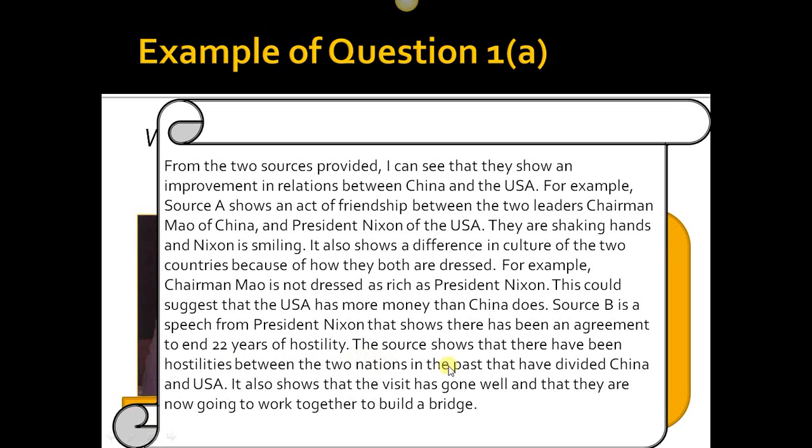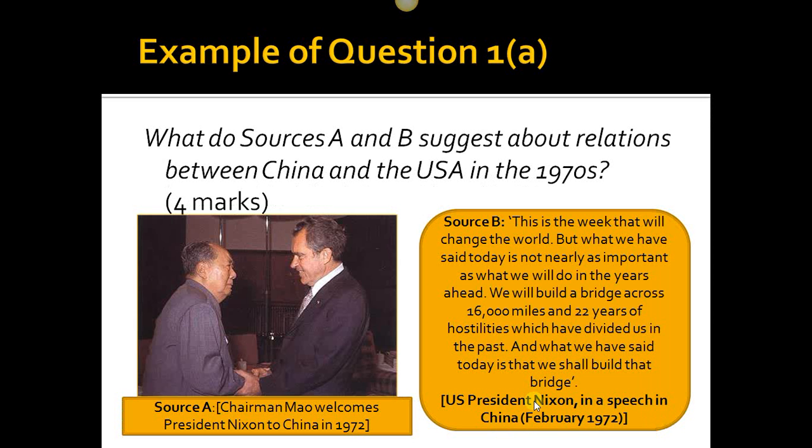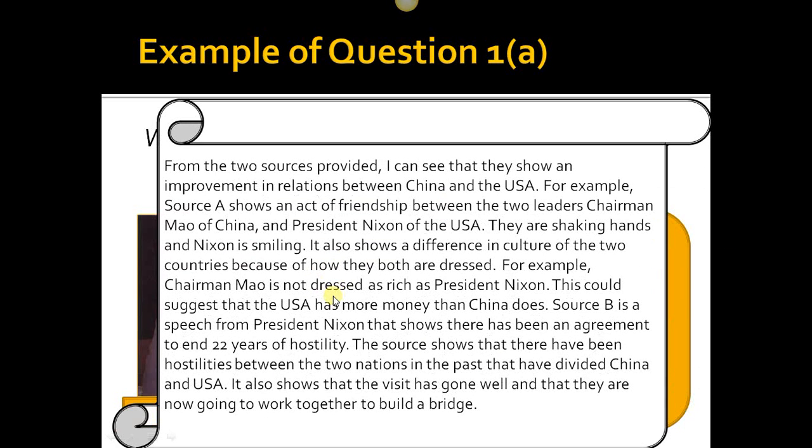But if we move on, the source shows that there have been hostilities between the two nations in the past that have divided China and the USA. It also shows that the visit has gone well and that they are now going to work together to build a bridge. If you look at it from that angle, a question such as that, you can use the source material from this picture, the source material that is there, to actually write quite a bit. Okay? I wouldn't advise, that answer would be about as much as we're looking for. It certainly could be a little bit shorter, but I would say that's a top answer there. Okay, that's what I'd be looking for.